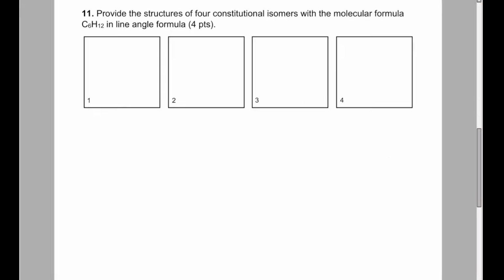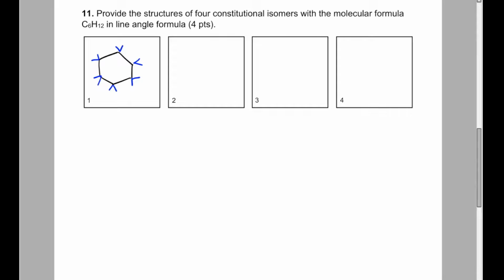11. Provide the structures of 4 constitutional isomers with the molecular formula C6H12 in line angle formula. So for this problem, I think the obvious go-to is just a cyclohexane, and I'll draw that in and show you why. Each of these is a carbon, and there are going to be 2 hydrogens attached to each carbon. And 6 times 2 is 12, so that would be C6H12.